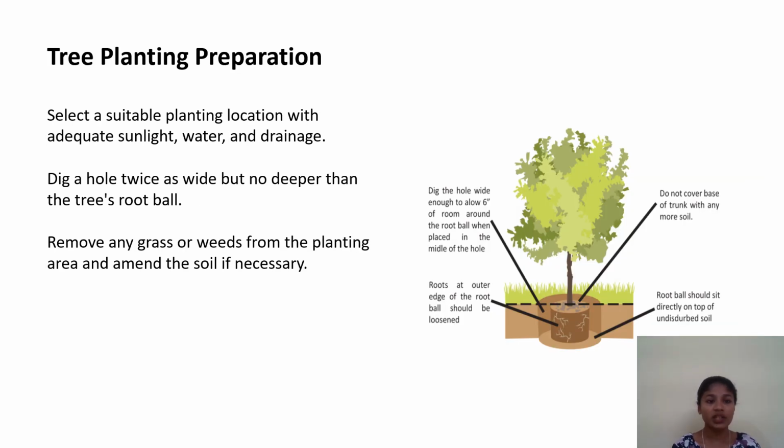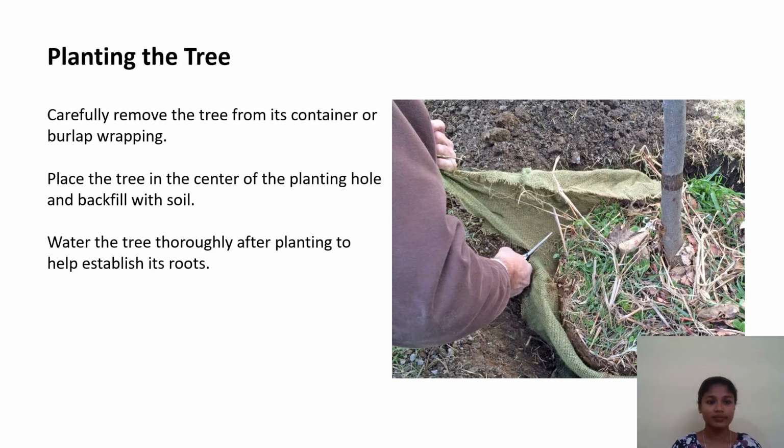Tree planting preparation. Select a suitable planting location with sunlight, water and drainage. Dig a hole twice as wide but no deeper than the tree's root ball. Remove any grass from the planting area and amend the soil if necessary.